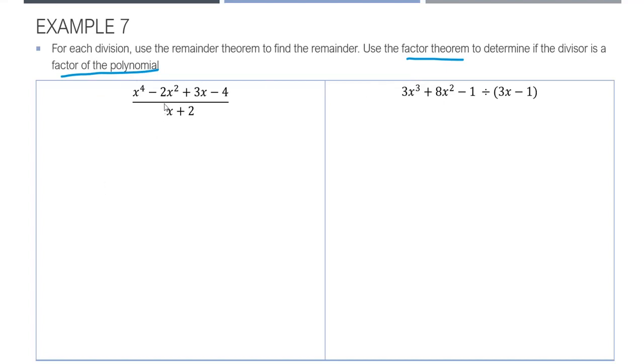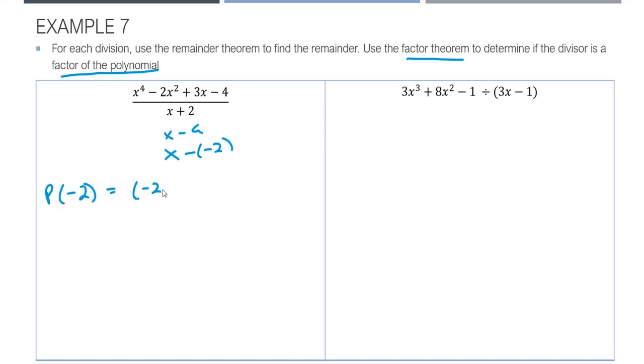So we have x to the power of 4 minus 2x squared plus 3x minus 4, all divided by x plus 2. And yes, to find the remainder, you can go and do synthetic division or long division, but it's so much longer. The first thing that we have to look at is our divisor. It is not in the form x minus a. So it's actually x minus negative 2. So therefore, I'm going to substitute in p of negative 2 into my original polynomial.